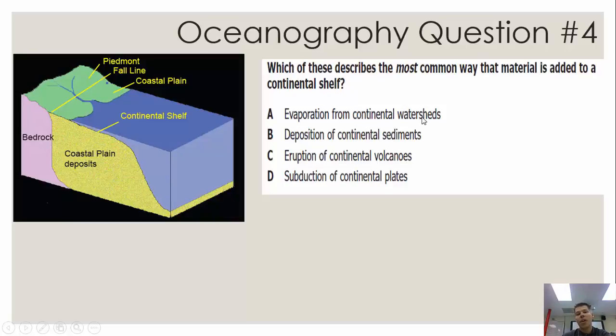So which of these describes the most common way that material is added to a continental shelf? Evaporation from a continental watershed? No. Deposition of continental sediments? Yes. That's the depositing of sediments from the continent. So our right answer is B.